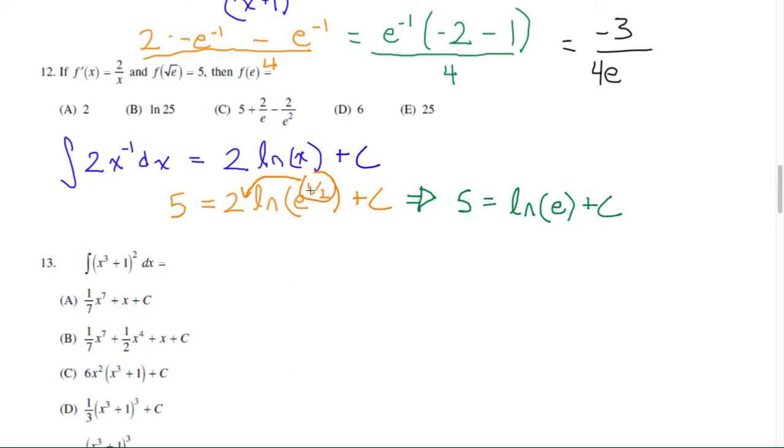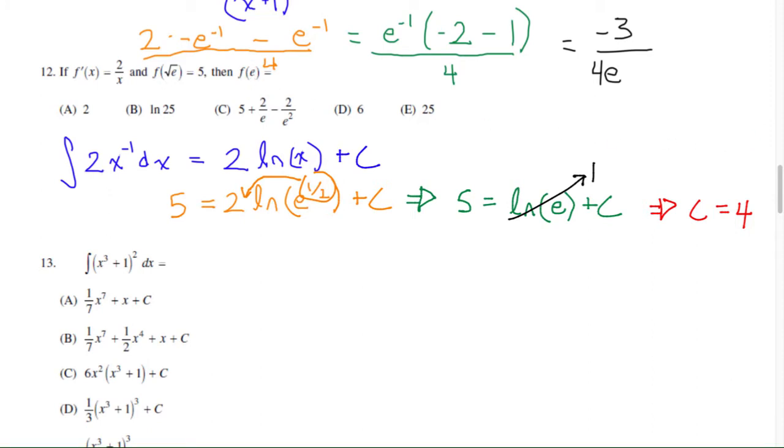Oh. Yep, they cancel out. Is natural log of e 1? It is, yeah. Natural log and e are opposite, they're inverse functions, so that goes to 1. Okay. So 1 plus c is equal to 5, therefore c is equal to? There it is. C is equal to 4, which means I now need to plug in e to my function.